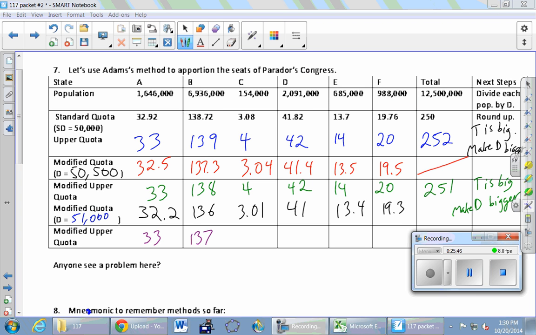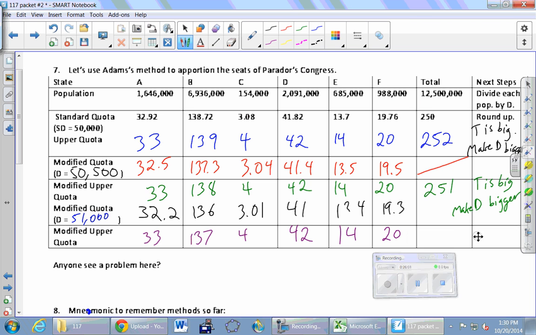So that 136 goes up to 137. This 3.01, just barely, but it goes up to 4. This guy bumps up to 42. This one, that's 14 there and 20 there. What do we get? Hooray, 250.